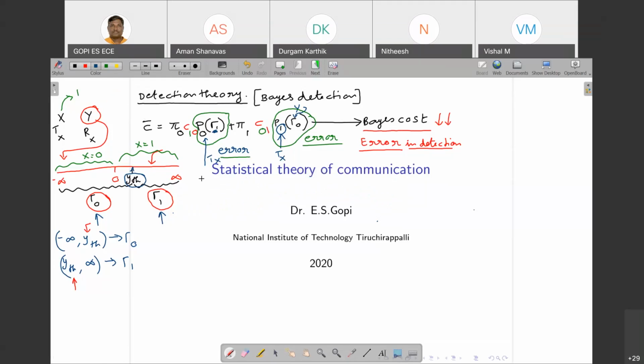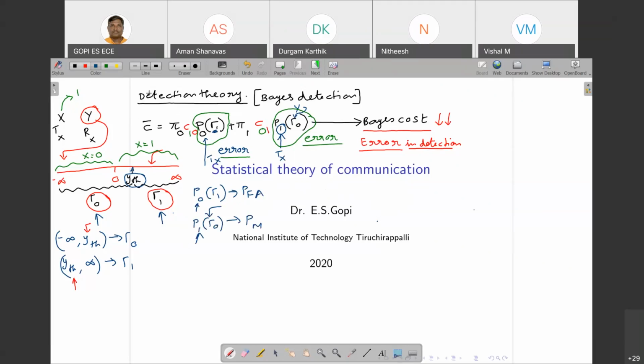In this case, p naught of gamma 1 is basically the probability of false alarm, because the target is not there, but you are saying that it is. Then comes this p1 of gamma naught. The target is actually present, but you are saying that the target is not there. This is called the probability of miss. You have two different types of errors involved in this.